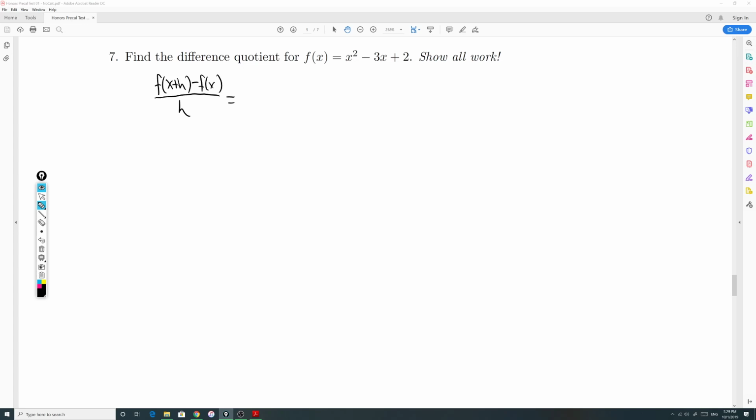All right, so we take this x plus h, we plug it into our function f. So we have x plus h squared minus 3 times x plus h plus 2. So this is f of x plus h, and now I subtract f of x. So minus x squared minus 3x plus 2. If you don't put this in parentheses in your own work, I guess that's fine, but you better remember to distribute this minus sign. Okay, all over h.